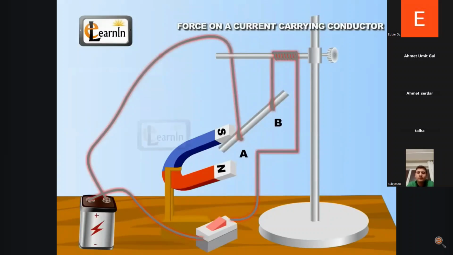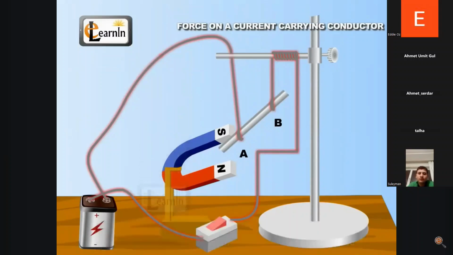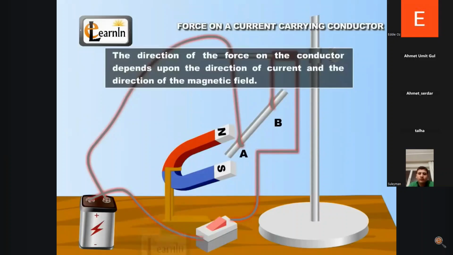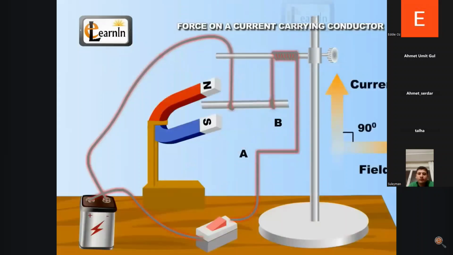It can also be concluded that the direction of force is reversed when the flow of current is reversed. If the poles are interchanged, the direction of force acting on the current-carrying conductor gets reversed. This shows that the direction of the force on the conductor depends upon the direction of the current and the magnetic field. When the direction of the current is at a right angle to the direction of the field, the magnitude of force is at the highest.